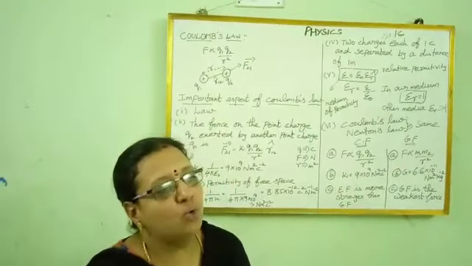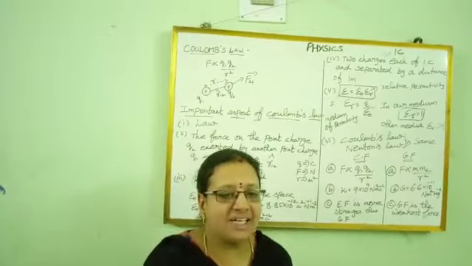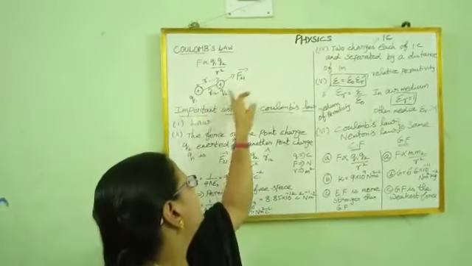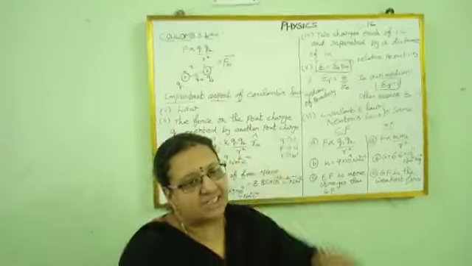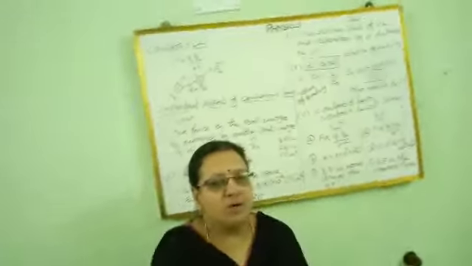We can apply Coulomb's law for two charged objects whose sizes are very much smaller than the distance between them. This is the 8th point.